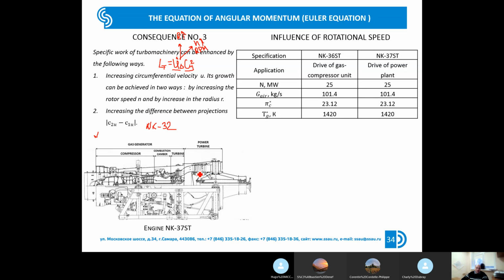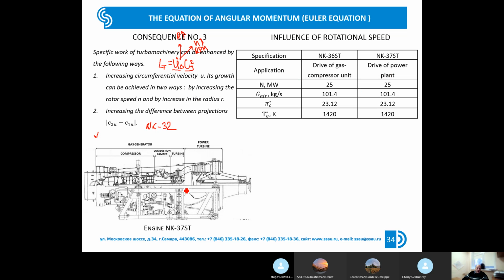And at the outlet part of the engine was mounted a power turbine or free turbine. And using such ways, two types of the engine were created. NK36ST. This engine is used for the drive of the gas pumping unit. And NK37ST, this engine is needed for driving of an electrical generator.